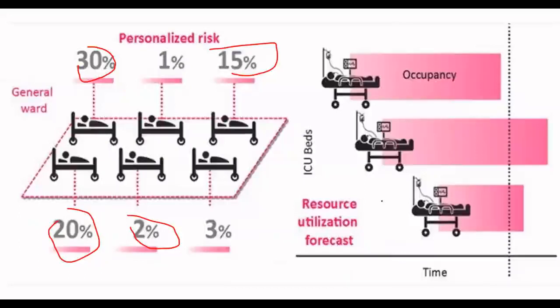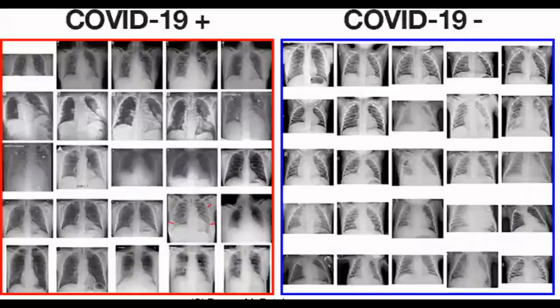We can allocate special units, ICU beds, or ventilators. And in this way, we can do these things in a much shorter time using this kind of machine learning algorithm. But what to do with testing, what to do with rapid testing?